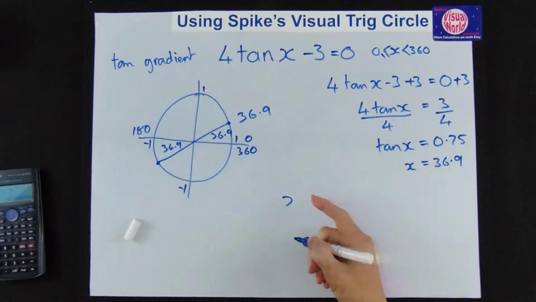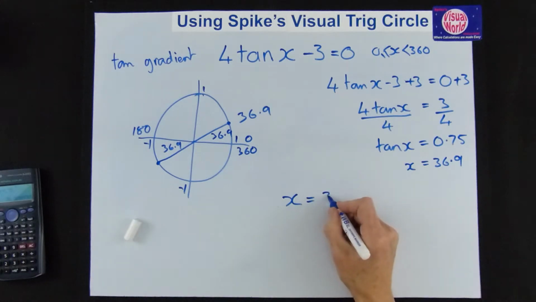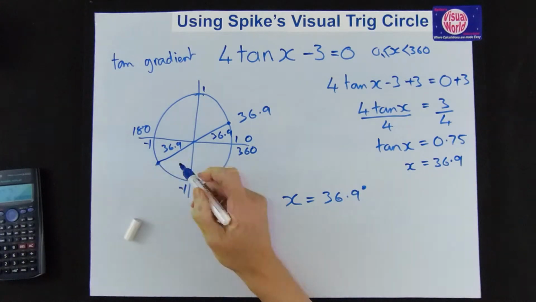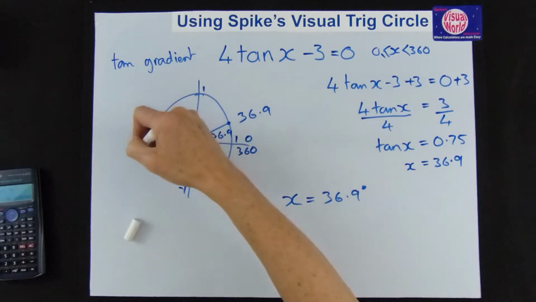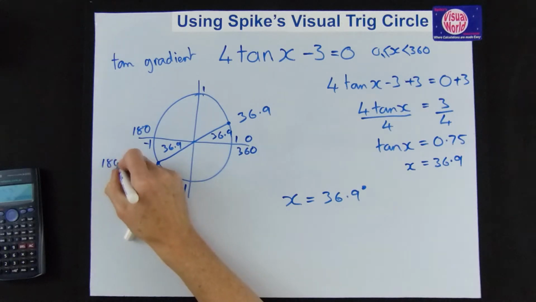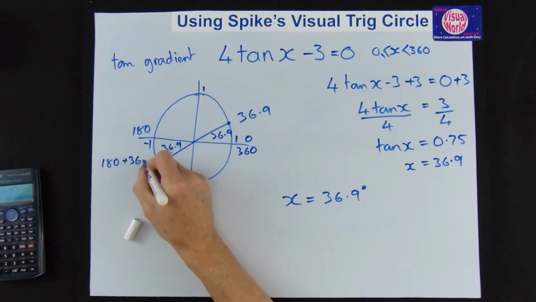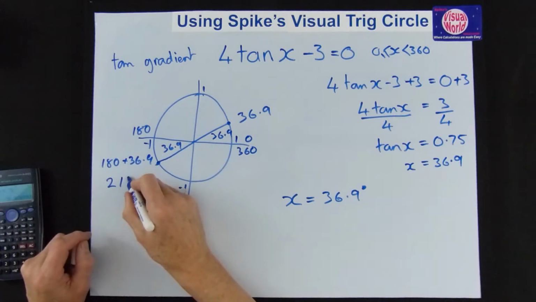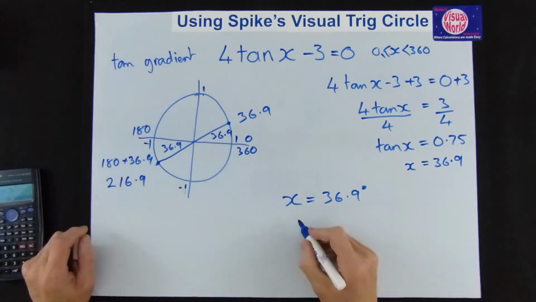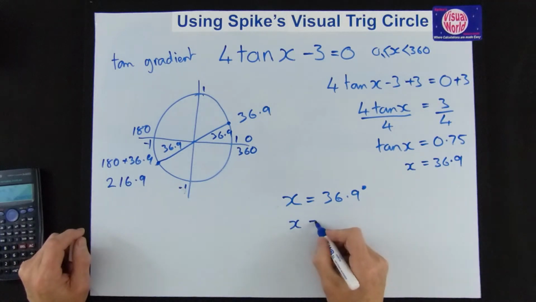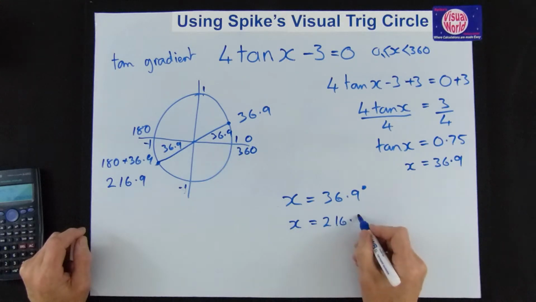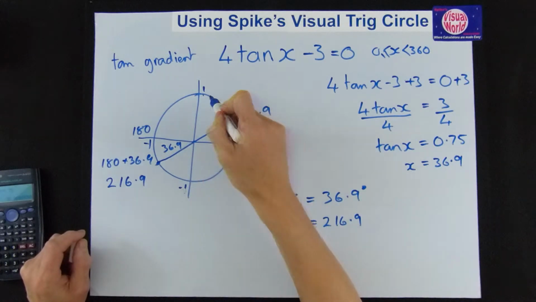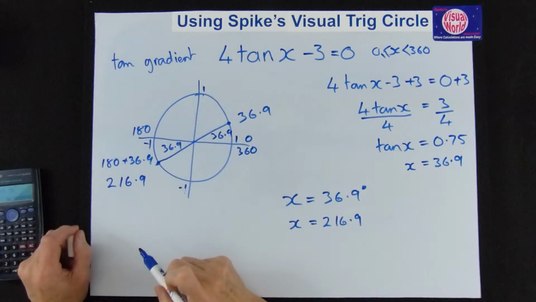So one of our answers, I'm just going to write it again across here, x equals 36.9 is actually one of our answers. And the other one's here, and you can see it's all the way around to 180 and another wee bit, so it's 180 plus the 36.9, and that gives us 216.9, and that's a second answer. X equals 216.9. So it's dead easy. When you're drawing the gradient, you just draw a straight line through the centre, and you'll notice they're 180 degrees away from each other.